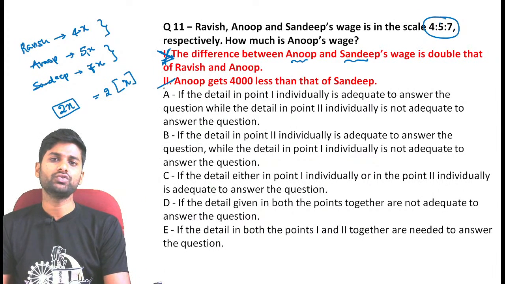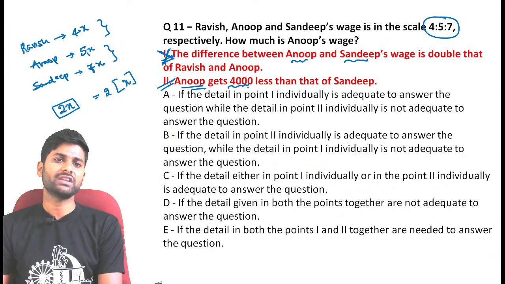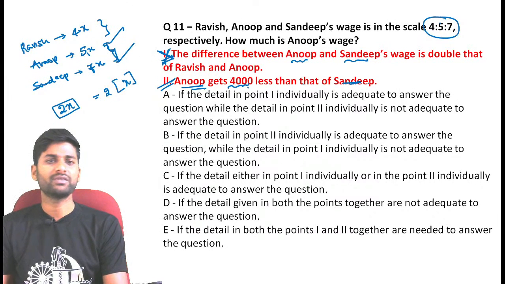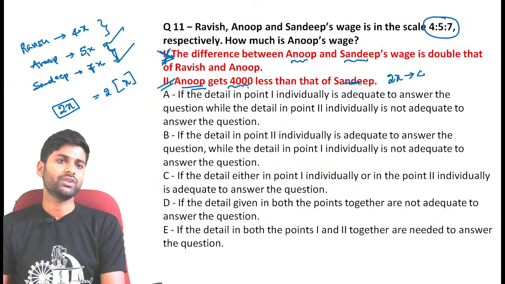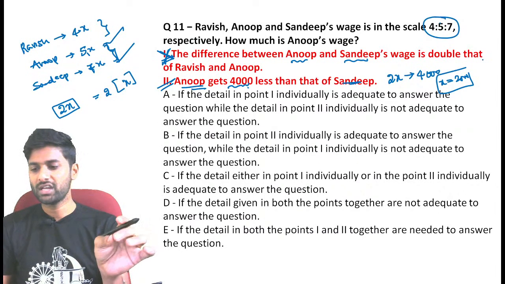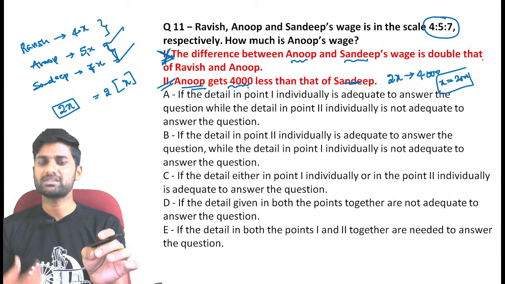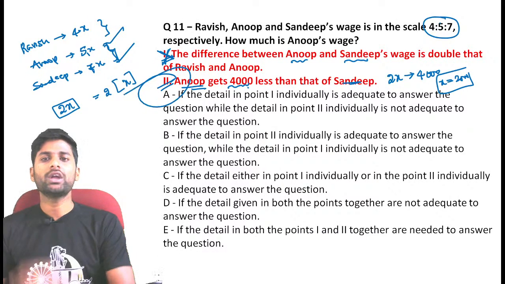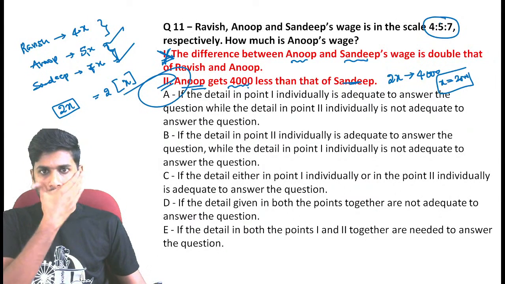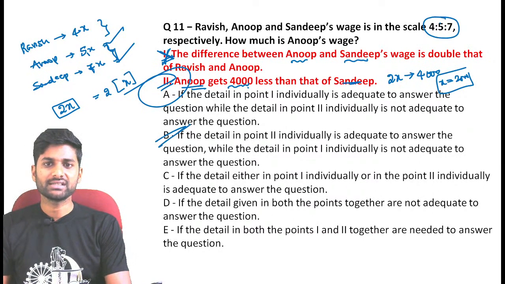But if you take statement 2, there is a comparison in terms of value. What they mentioned is that Anup gets 4,000 less than Sandeep. See, Anup gets 4,000 less than Sandeep means the difference between these two values is 2x. So 2x is equal to 4,000, and the next value becomes 2,000. See, if the question is related to ratio, definitely the comparison must be a value. So that's why 2 alone is enough to get that answer. 2 is sufficient to get the answer.